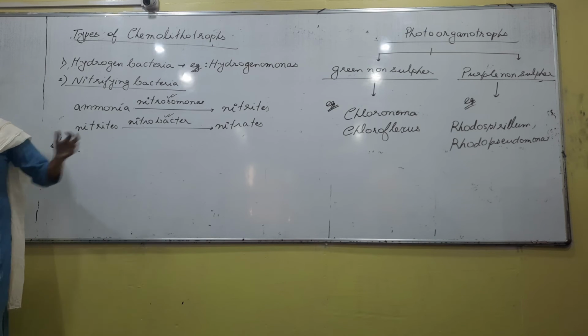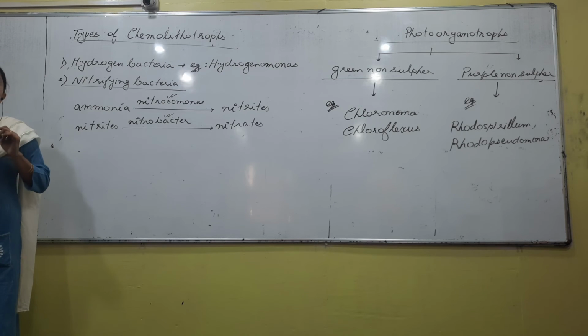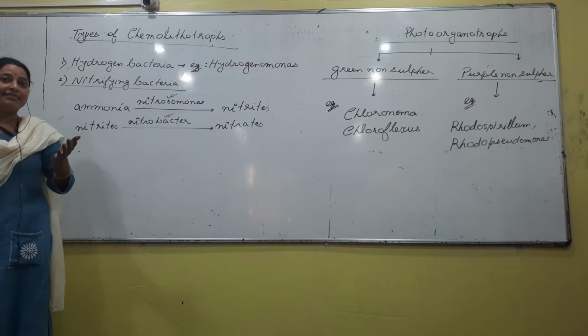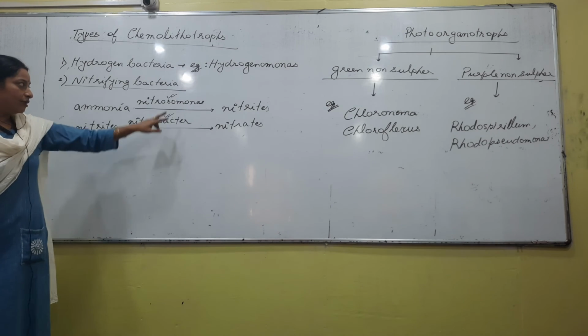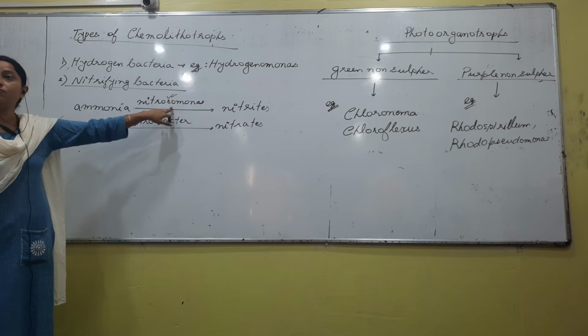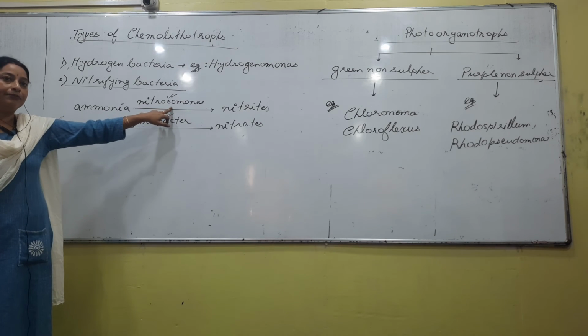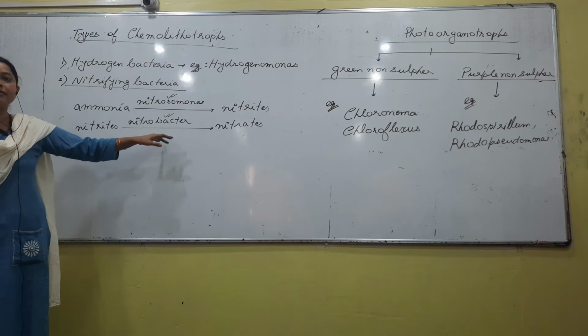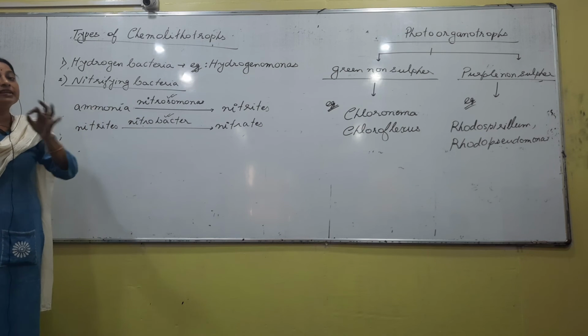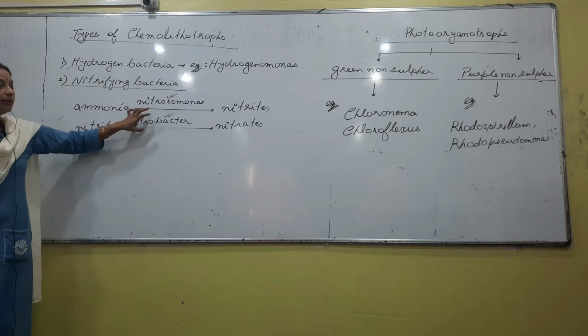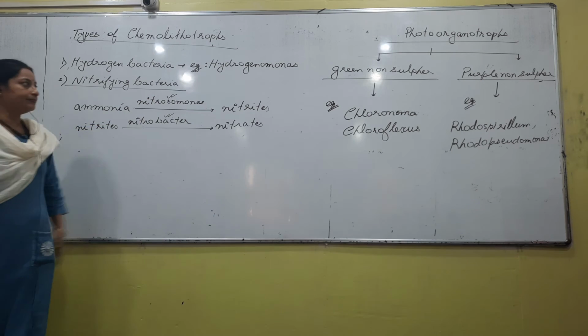What is Nitrosomonas? What is Nitrobacter? Nitrosomonas is a group of bacteria. Nitrobacter is also a group of bacteria. We are not talking about individual bacteria. If I say Rhizobium, it is the name of an individual bacterium. If I say Bacillus, it is the name of an individual bacterium. But the word Nitrosomonas is nothing but a group of bacteria, right? Similarly, Nitrobacter has certain examples, but that is not important. What is important is the name of the group, very, very important, right?